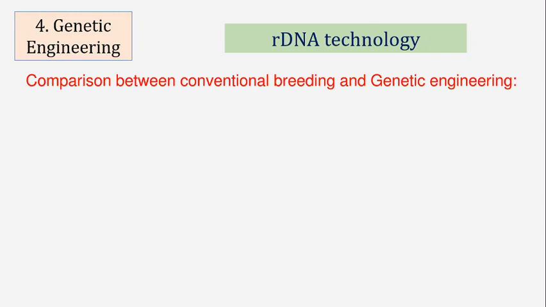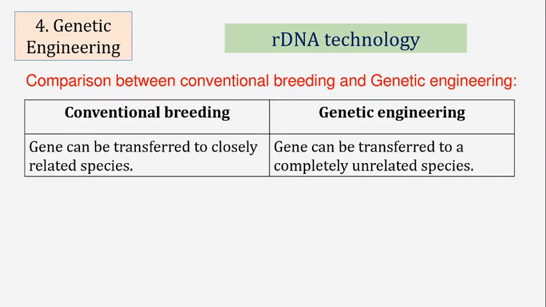So now we will compare the differences between conventional breeding and the genetic engineering process. At first, by the conventional breeding process, genes can be transferred only to closely related species.